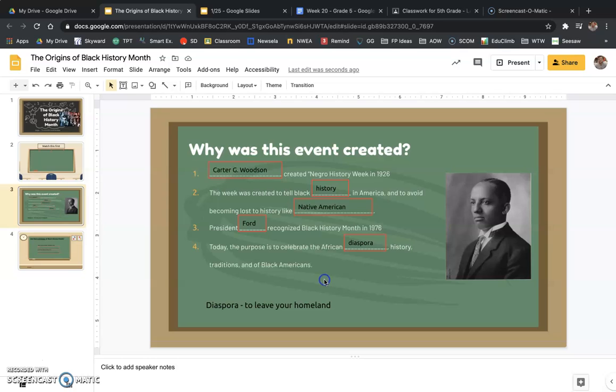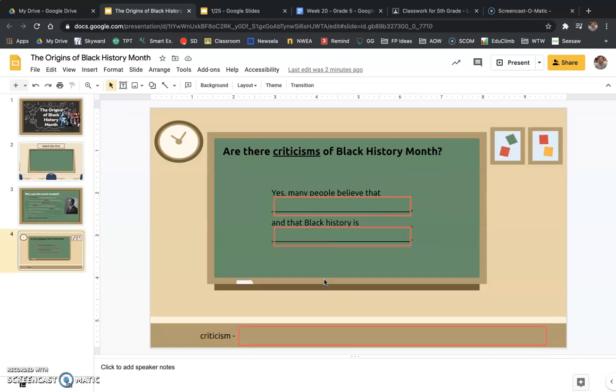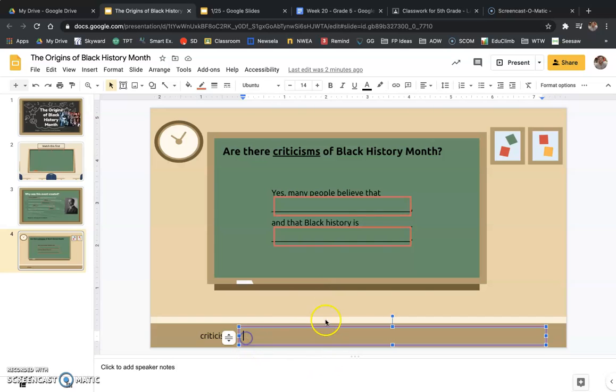Okay, so this sounds amazing, right? What an amazing thing that we get to do in our country, that we get to talk about this really important history of this very important group of people in our country that have done so many great things for our country. What a great thing, right? Amazing. However, there are some criticisms of Black History Month. Okay, so first, let's see if we can define the word criticism.